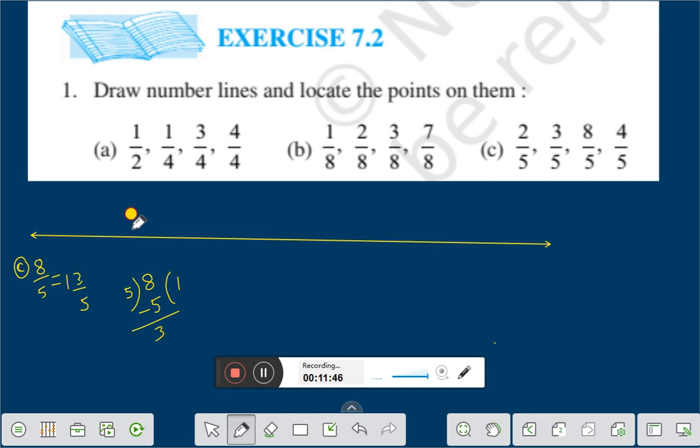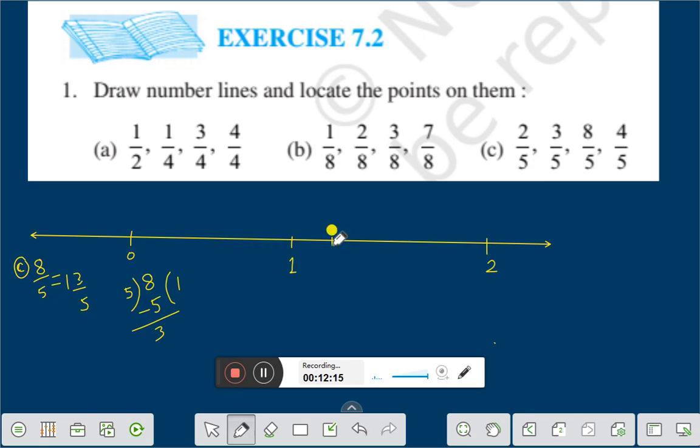Therefore divide this number, take it as 1. Here you take 0, here you take 1, here you take 2, right? Now 1 whole 3 by 5, this is 1 whole, right? Here 3 by 5, that means between 1 and 2, you have to divide this part into 5 equal parts. 5 equal parts, right?